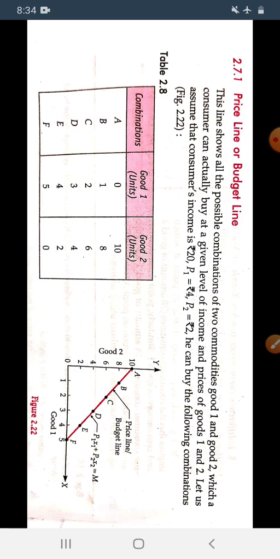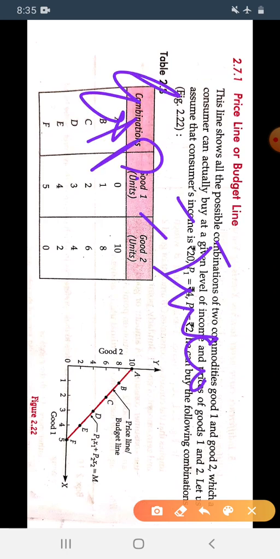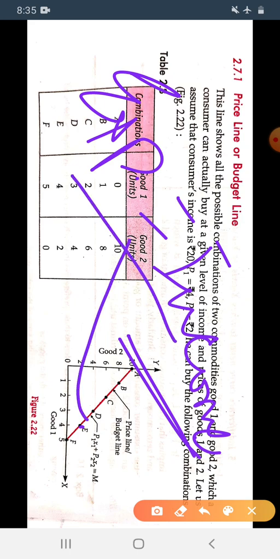This is called the price line or budget line, in which a consumer's expenditure is equal to the income of the consumer. At this point, P1X1, the price of the first commodity times the quantity of the first commodity, plus P2X2, the price of the second commodity times the quantity of the second commodity, should be equal to the money income of the consumer, showing that the income of the consumer is equal to the expenditure of the consumer.